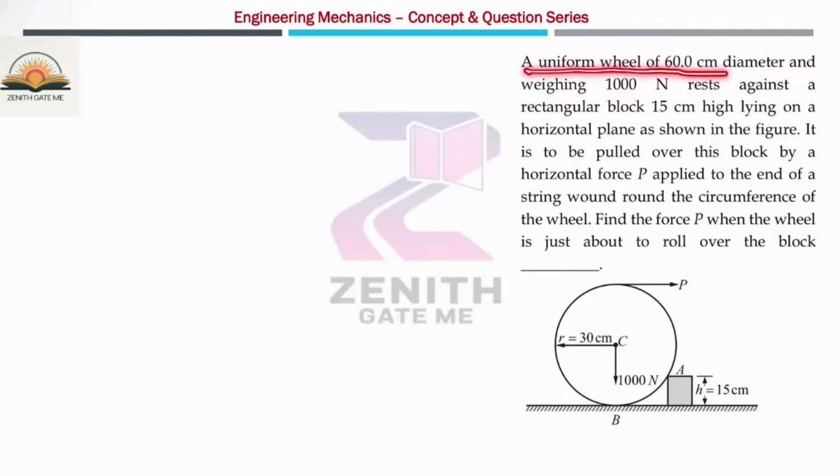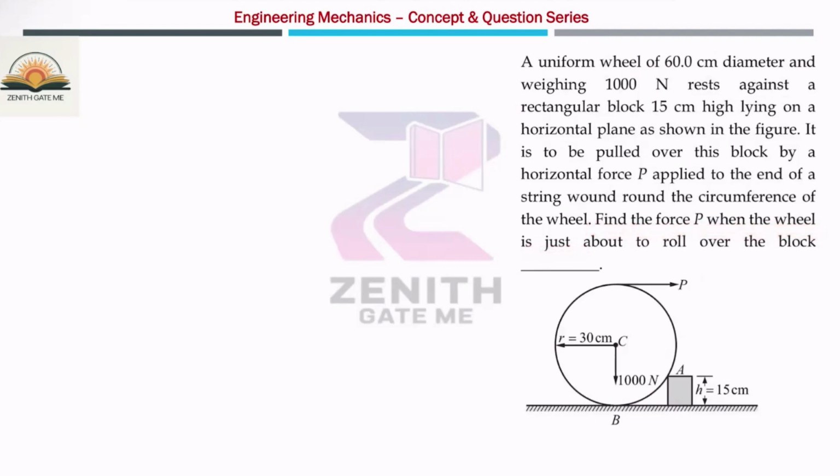A uniform wheel of 60 centimeter diameter and weight 1000 Newton, resting against a rectangular block of 15 centimeter height, which is lying on a horizontal plane as shown in the figure. It is to be pulled over this block by a horizontal force P applied to the end of a string. That means you are applying some particular force so that this uniform wheel will pull over this block. Then you have to find the force P when the wheel is just about to roll over the block.